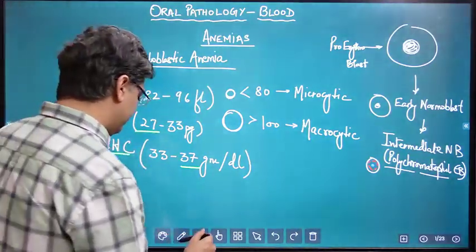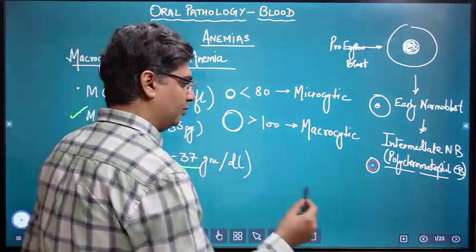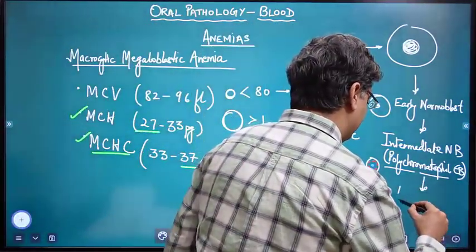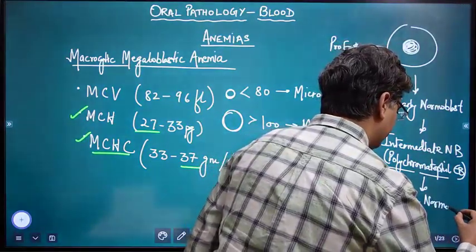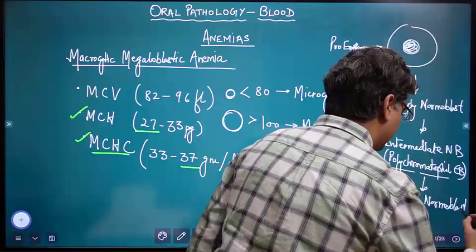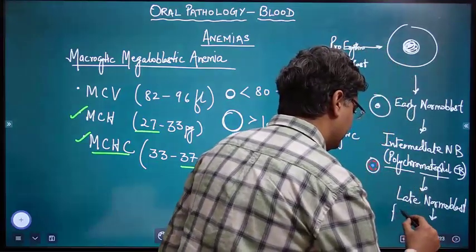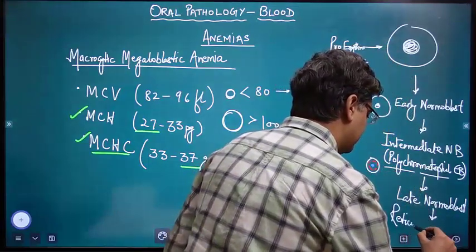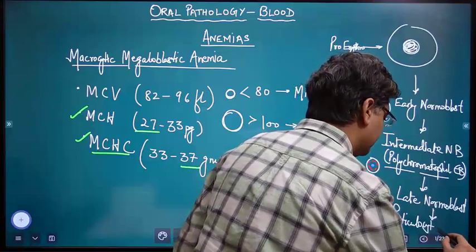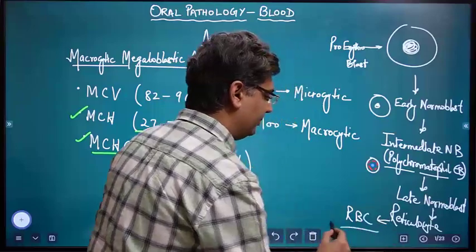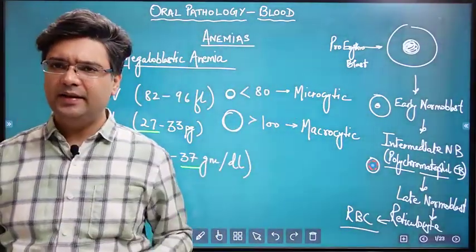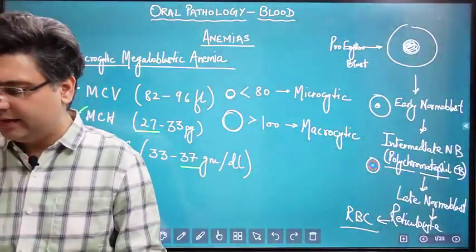Ultimately it is converted into the late normoblast, and from here it is converted into the reticulocyte. The reticulocyte is almost the same size as the RBC, and this now matures into the RBC. So we've seen these stages and cycles here as well.